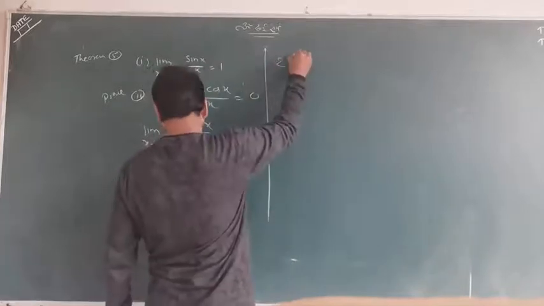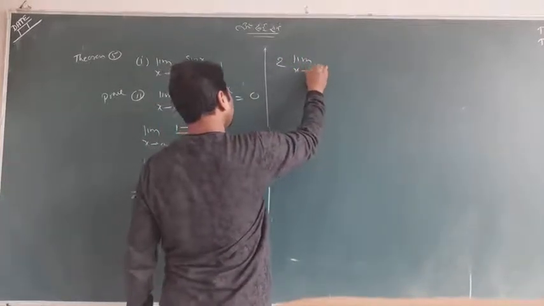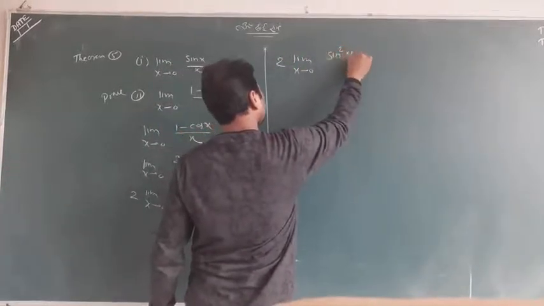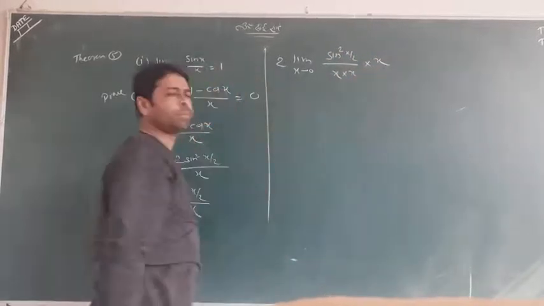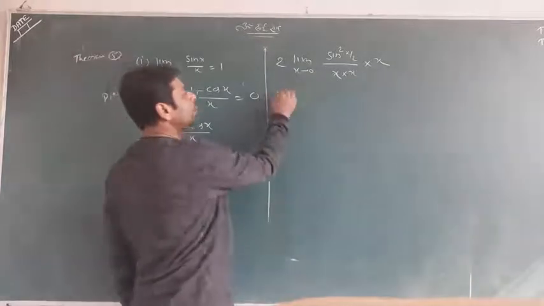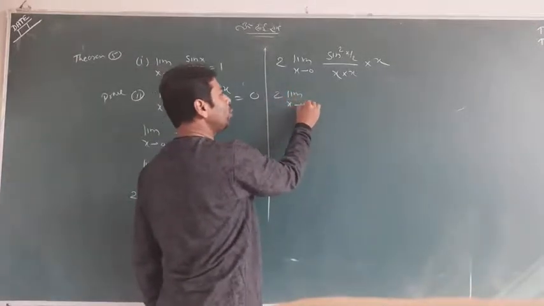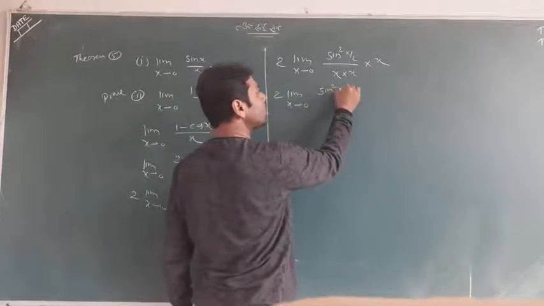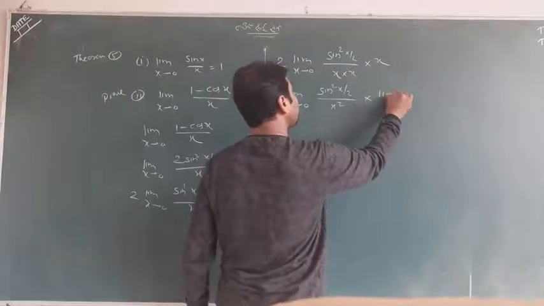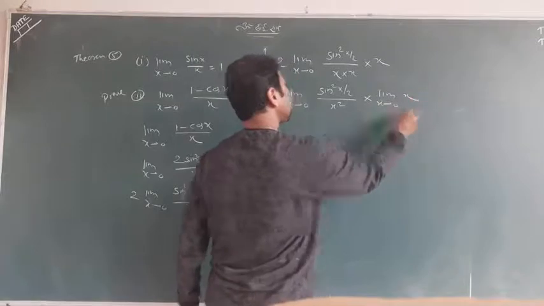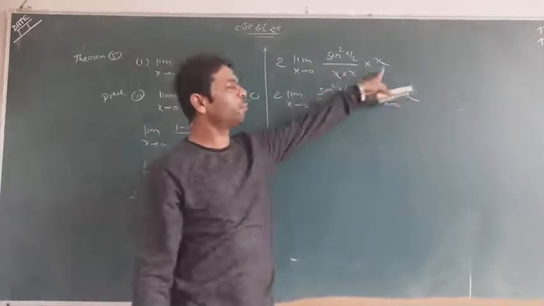So how do I treat the question? Look, I tell you. It is sine square x by 2. It is x, so I will multiply and divide by x. And why did I do so? Because I wanted square in the denominator. So this is square, and I break the limit in two parts like that, limit with this and limit with this.